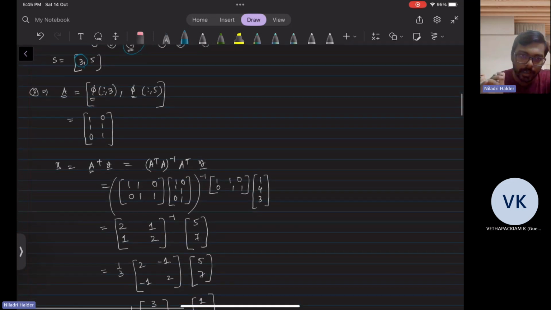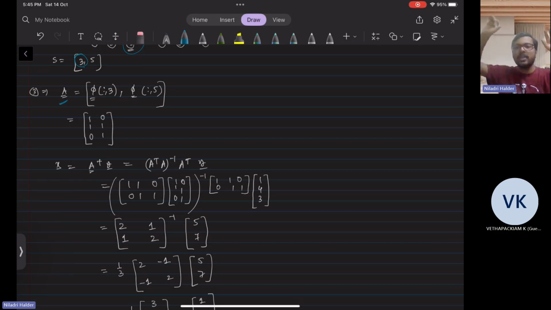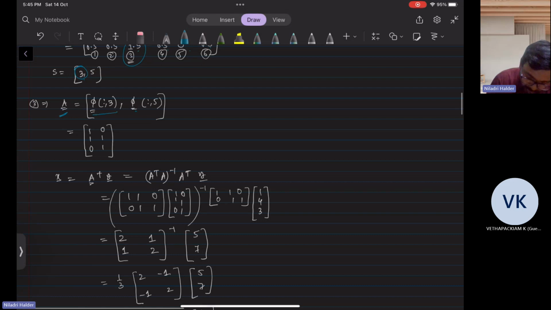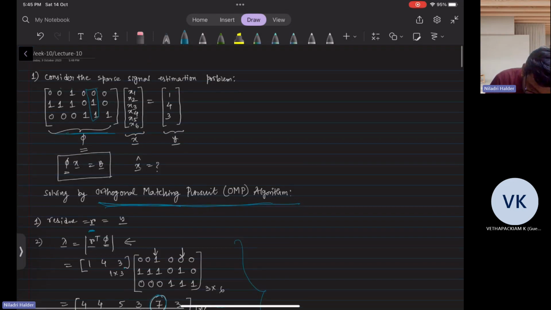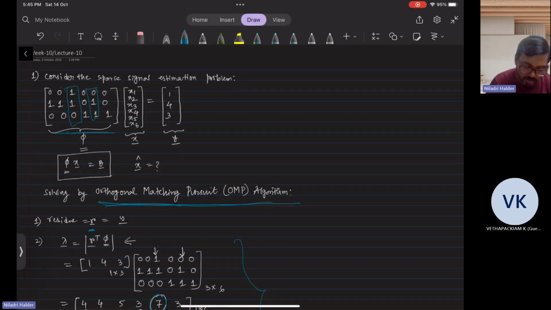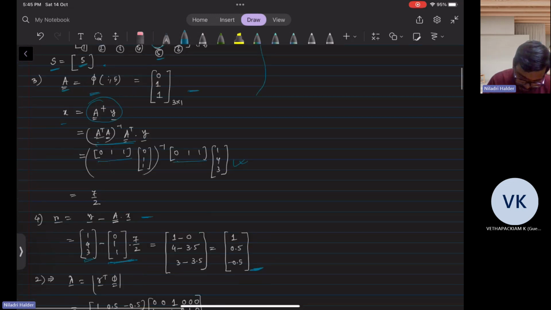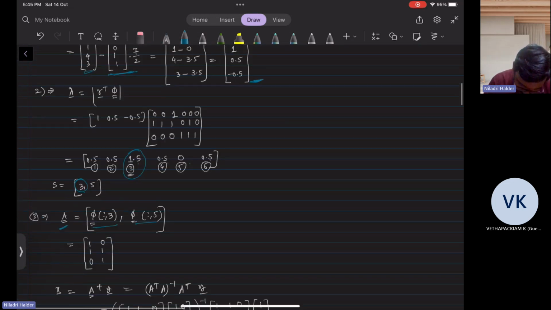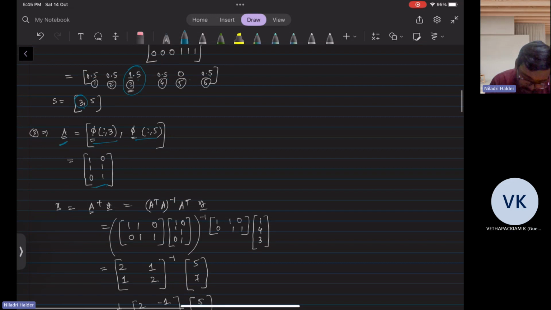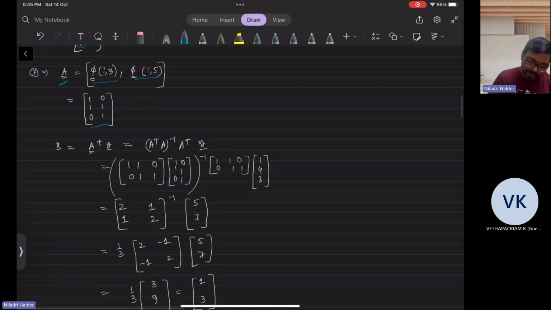Now I'll find out A. A is another matrix that will take only those columns of phi, here the third and fifth. So it is taking the third column and the fifth column. The third column is 110 and the fifth column is 011. So it is taking 110 and 011.